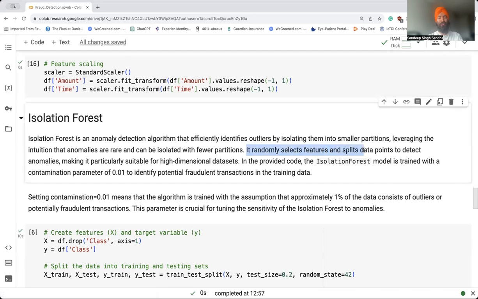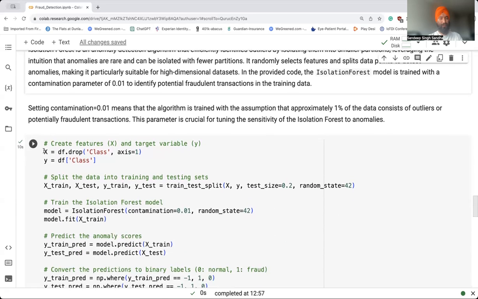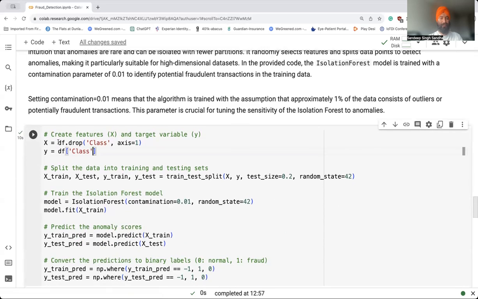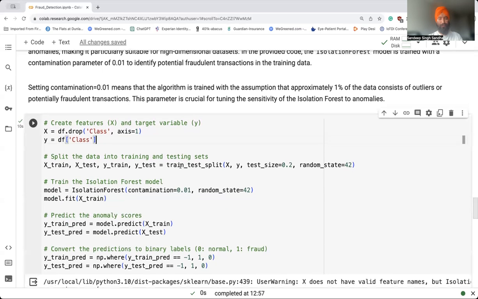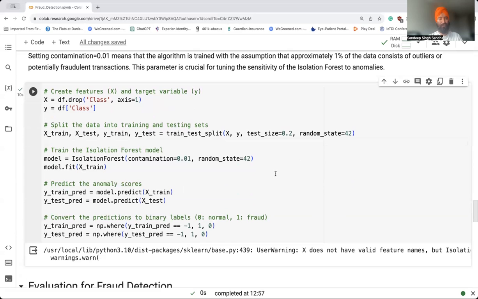Internally, it randomly selects features and splits the data to detect anomalies. So it randomly creates splitting patterns when it's training this forest. Let us create X and Y out of this data. X is the number of features which you want. Y is actually the class which you are after to predict. We again do around a 20% split, so test size. We will use 20% of the data as test to see how the model is actually doing.